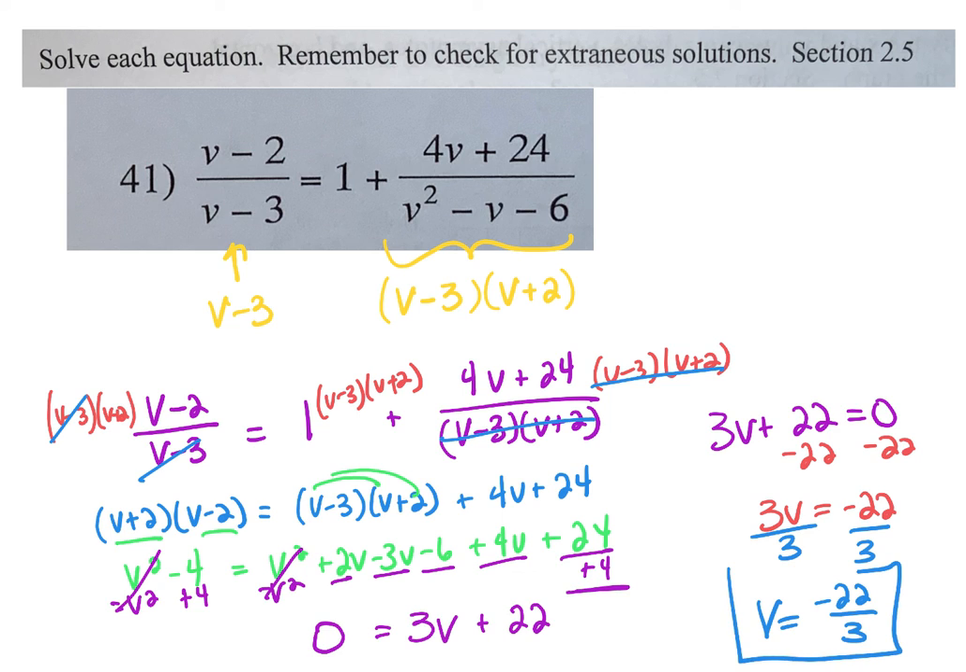You do have to check these for extraneous solutions, but really the only thing you're checking is, will it make my denominator 0? Well, what makes this 0? 3. What makes this 0? 3 or -2? Are any of my answers 3 or -2? No, so that is my answer. It's not extraneous. If I had gotten 3 and 4 as answers, 3 would be extraneous, 4 would be a solution. But -22 over 3, while it's a hideous answer, it's not extraneous.